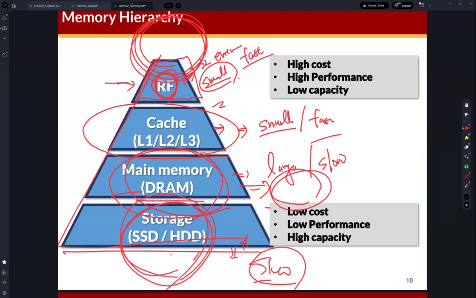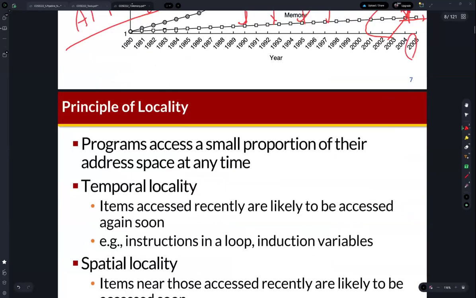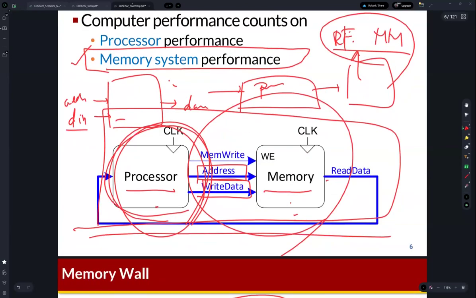Then why do we need the fast memory? Because, like this model, the performance of the memory system determines the performance of the entire computer system. What's the problem?